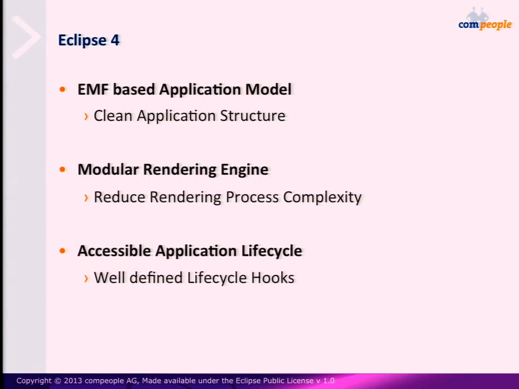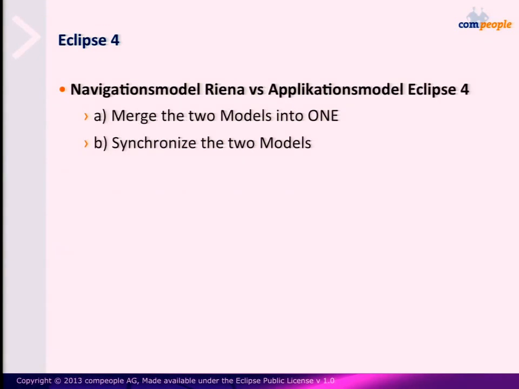So E4 is cool. E4 has finally a good model. It has a modular design. It has a rendering engine, so for all pieces of your application model, you can decide how you want to render it, and it has a good life cycle. So we were not sure how we're going to deal with this difference. Now we have this navigation model from Riena. We have this application model, and I think there are two ways to attack that.